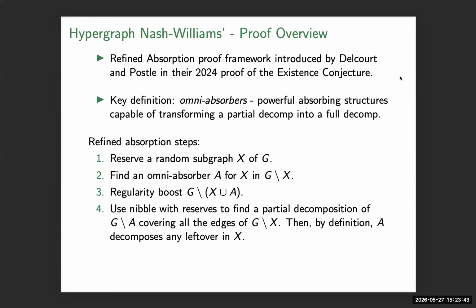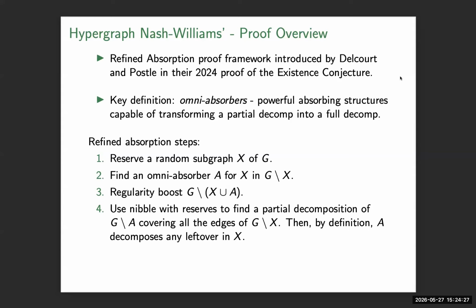In my last 2 minutes, I want to give you a very, very general overview of the proof. And this is definitely aimed a little high at people who have maybe seen absorption before. So refined absorption is an absorption framework introduced by Delcourt and Postle in their 2024 proof of the existence conjecture. And a key definition here is omniabsorbers, a powerful absorption structure capable of transforming a partial decomposition into a full decomposition. So then the refined absorption framework has only 4 steps.